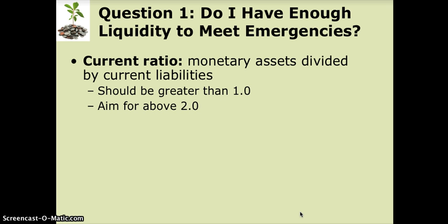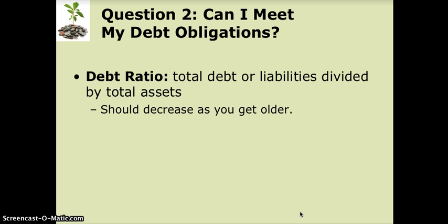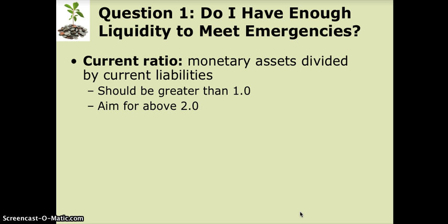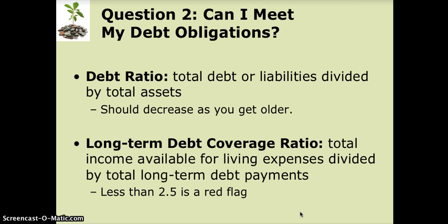That's bad. So the current ratio is a little bit different from the debt ratio, which is listed here, which is your total debt or liabilities divided by your total assets. So you've got total debt or liability divided by total assets, whereas here you have just your liquid assets, cash in the bank, divided by your current liabilities.